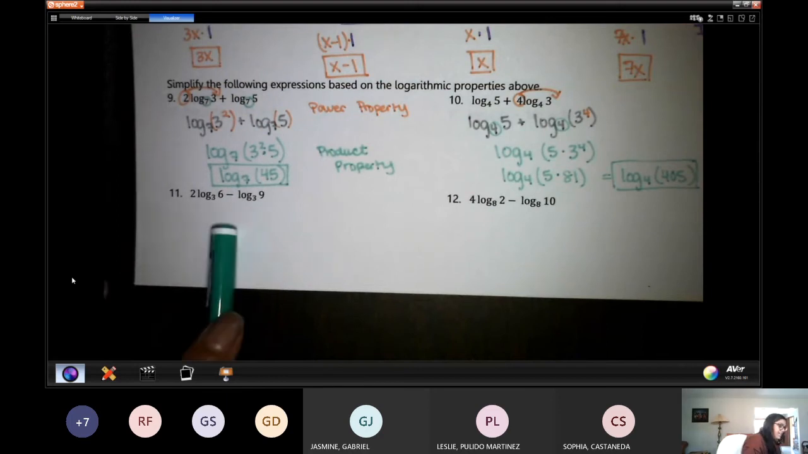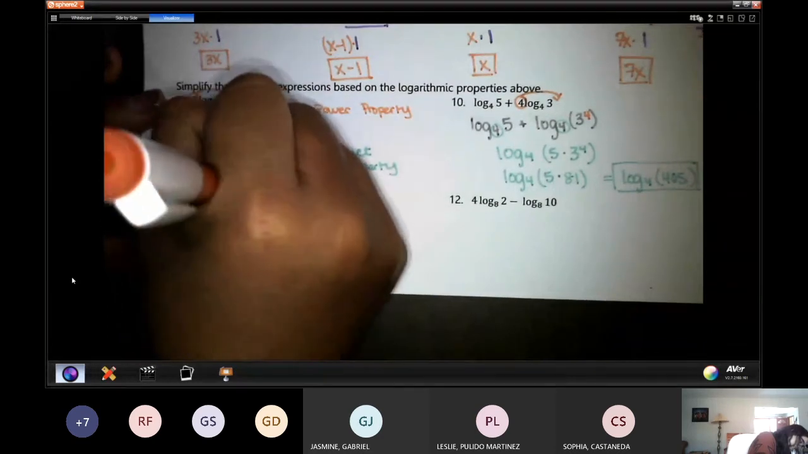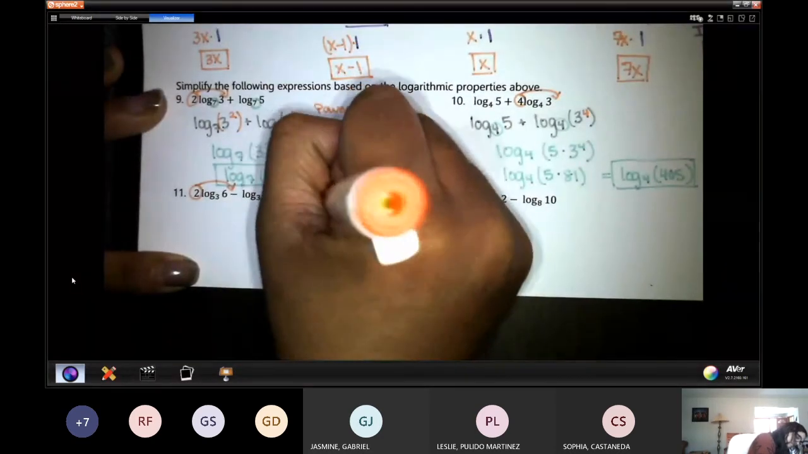All right. So let's try these next ones. The only difference here is what? What's different about them? For number 11 and 12, we're going to end up dividing because we have a subtraction, right? So we're going to use the quotient property. But first, what do we have to do before we even get to the quotient property? What rule? Power rule, exactly. All right, so we're going to have to move this 2 over here, right? So power property.